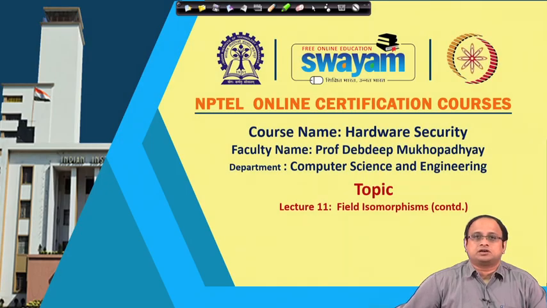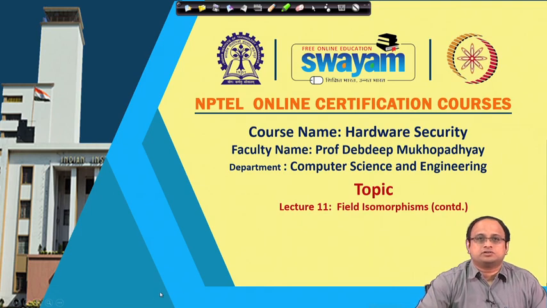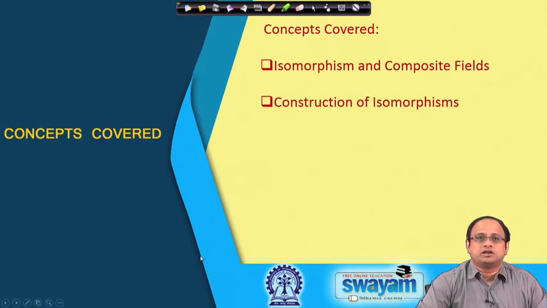So, let us start on the next part of the talk. We shall be continuing what we were talking about in the last class on field isomorphisms. In particular, we shall be trying to see how we can construct these transformations in a more algorithmic manner.